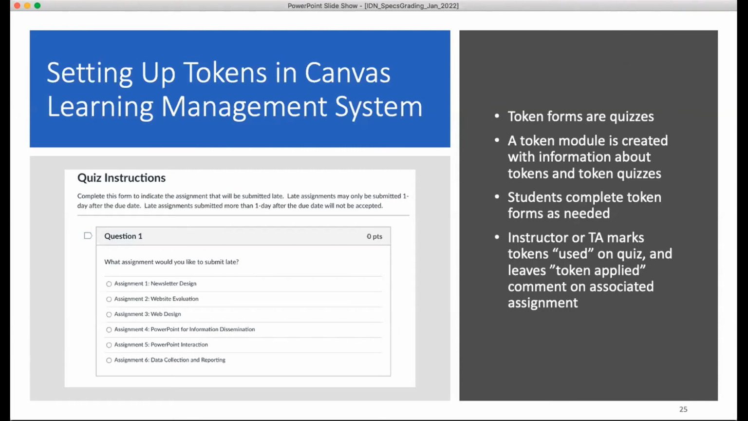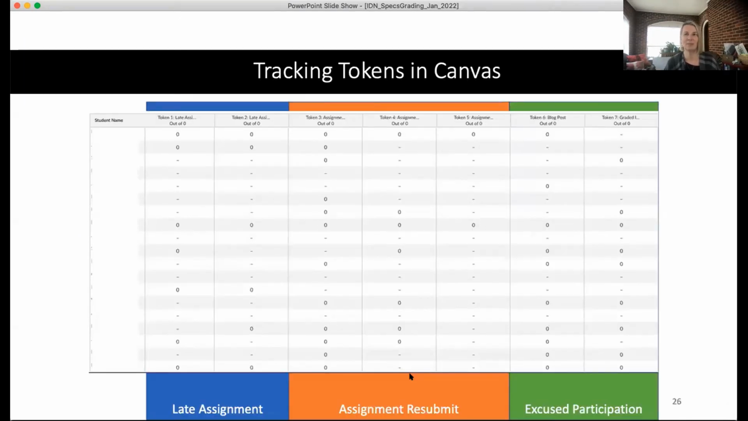So when I come back around to grade it, that comment is there on the assignment and I see that the token was used, and the student sees that the token was used as well. So they have confidence in that. Doesn't take much time at all.